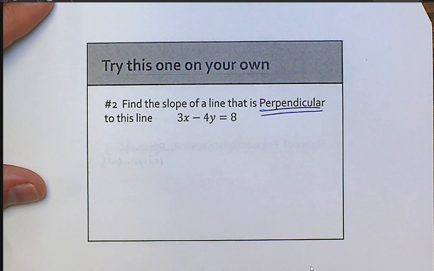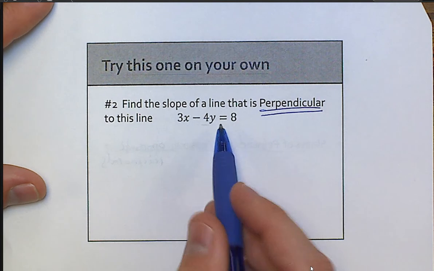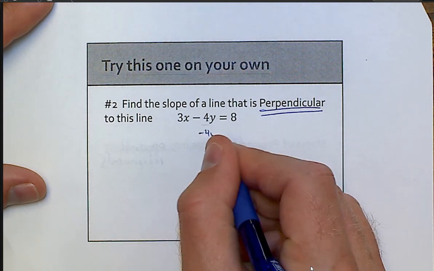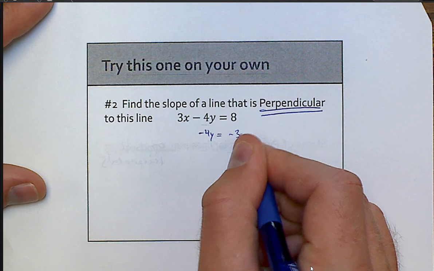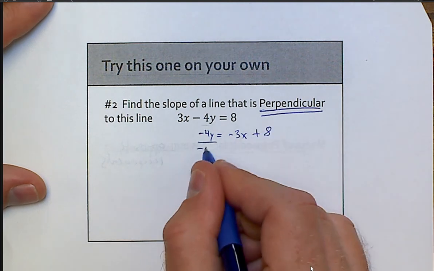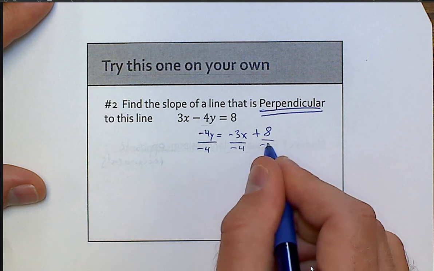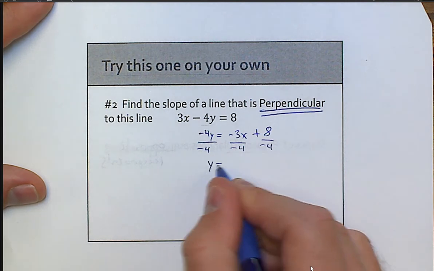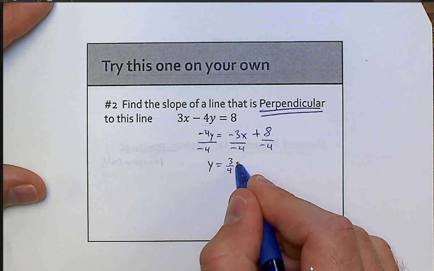Okay, so likewise, this is in standard form. I want to convert this into slope-intercept form. So I would subtract 3x, because that's a positive 3x, so I would subtract it. That's a positive 8, so plus 8. Again, we're getting y by itself. Divide everything by -4, and I get y equals, that becomes a positive 3/4 x minus 2.